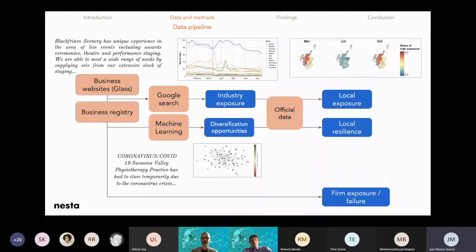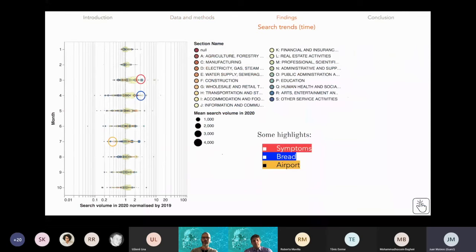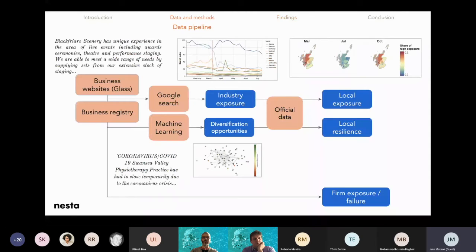So I like the pipeline, and obviously this is super high level. We can talk about the detail later, but I thought it would be useful to give you the very high level picture, just to give you a sense of some of the findings. I'm just going to have three or four slides of findings and then conclusions.